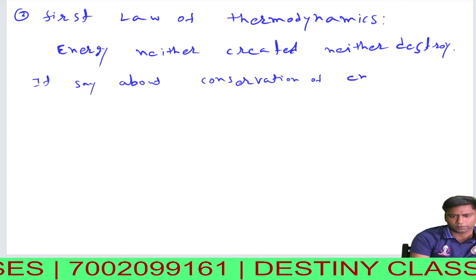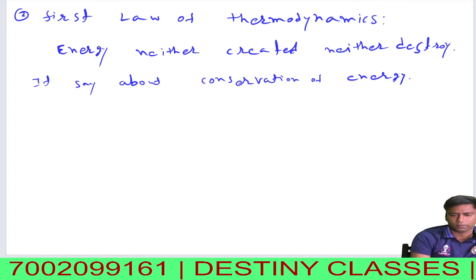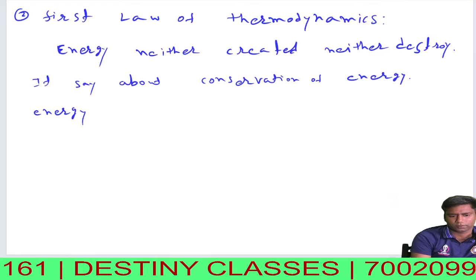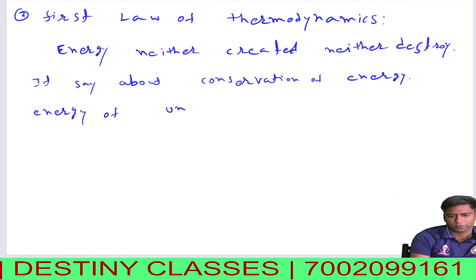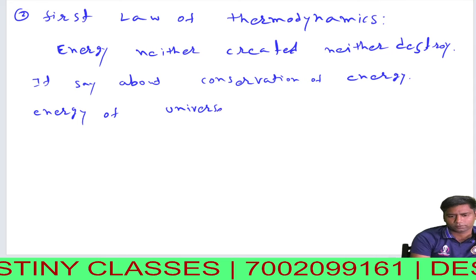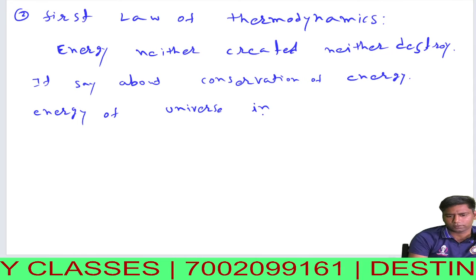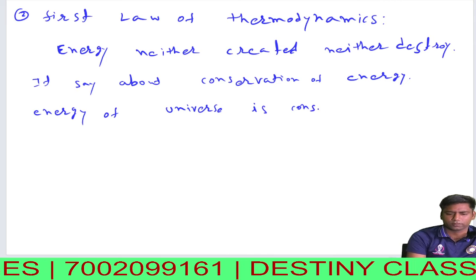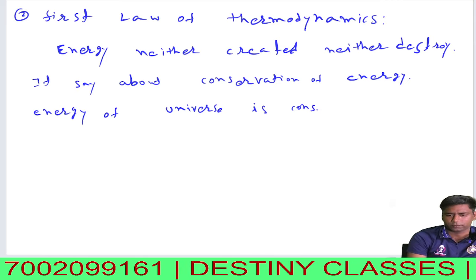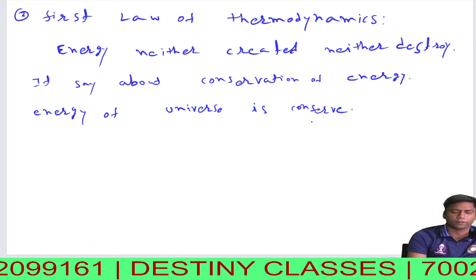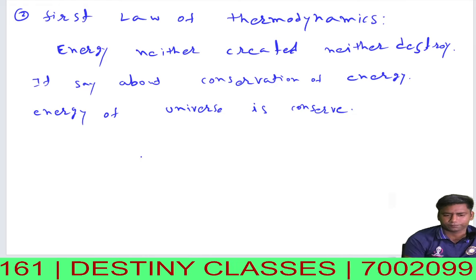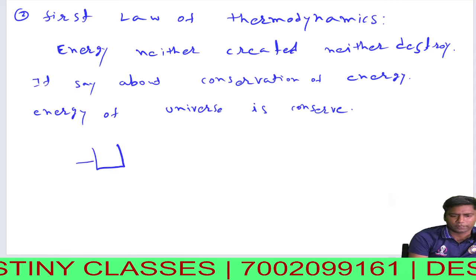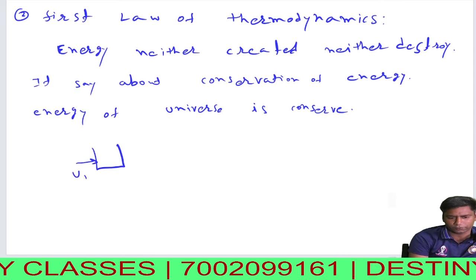Of energy. Energy of universe is constant. Energy of universe is conserved. It is always conserved in nature. It just transforms from one phase to another phase. Now, student, suppose we have an object which has the internal energy U1.